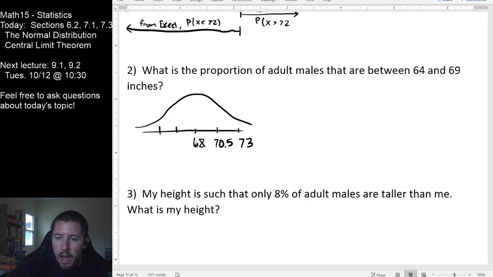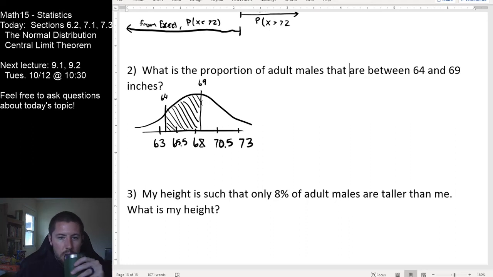If I subtract 2.5 from 68, it's going to give me 65.5, and then subtract another 2.5, that's going to give me 63. So this is like my 64 right here. Mark my 64, all the way up to 69 is what we're interested in. So this is our area of interest. If we can find this area, then we have found the probability that a randomly selected adult male will be between 64 and 69 inches.